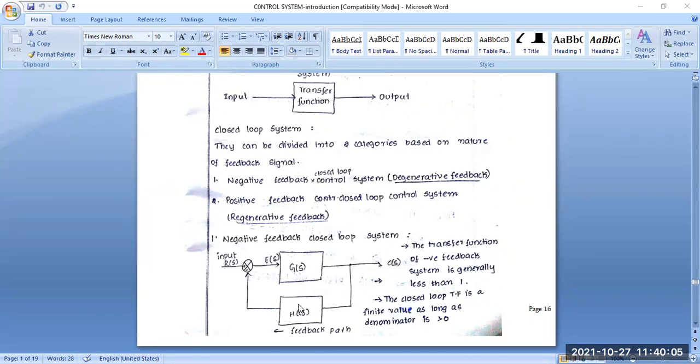Another one is the feedback loop, or feedback path, which we use here. The feedback loop is H(s). We have to conclude this is negative feedback, because here you can see the reference input, or summing input point, where we connect it with a negative sign. That's why we call this a negative feedback loop, and it is also called degenerative feedback. Clear?